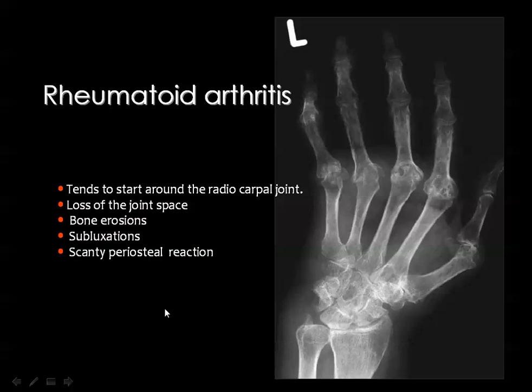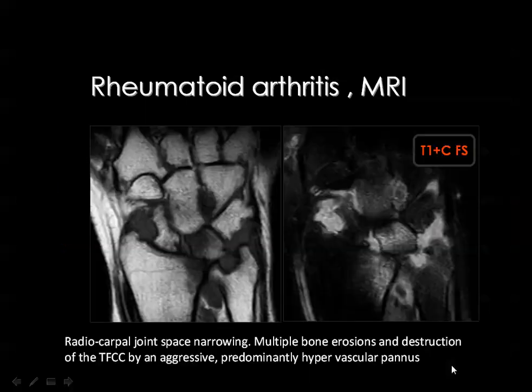And here you can see some of the changes in the intercarpal joints with loss of the joint spaces, bone erosions, and all these changes are also well appreciated in the metacarpophalangeal joints.